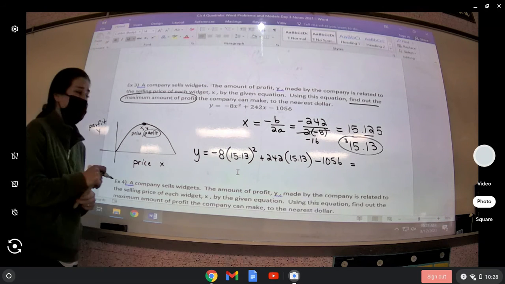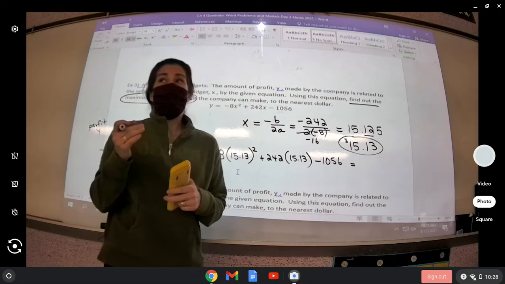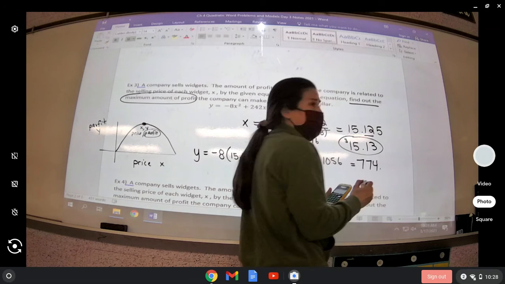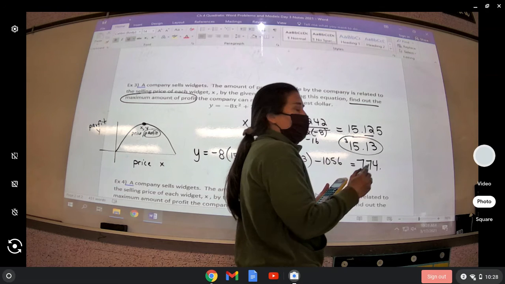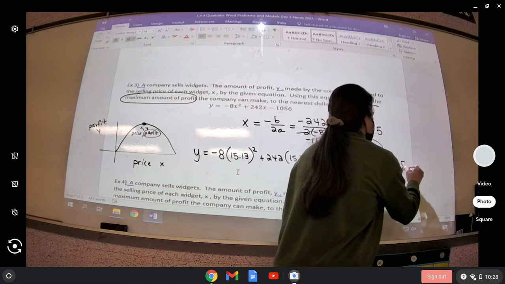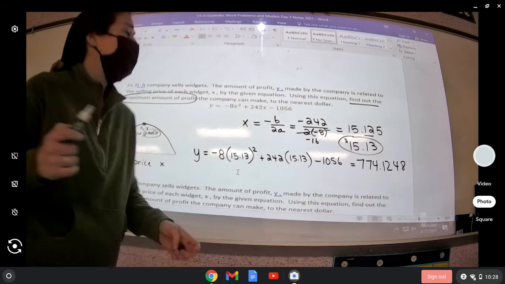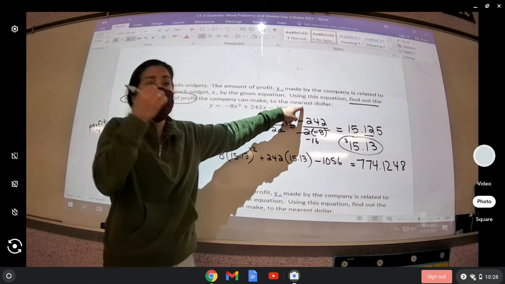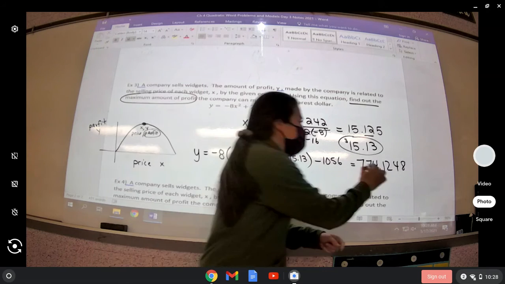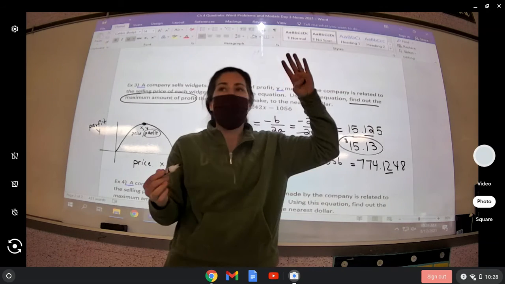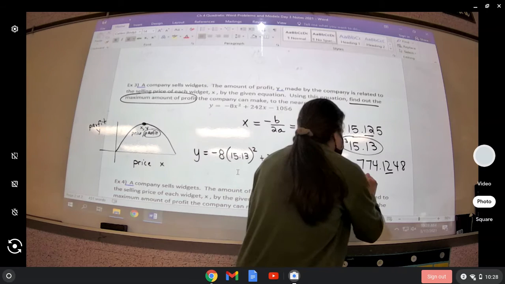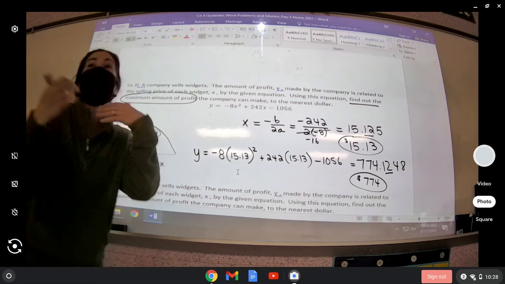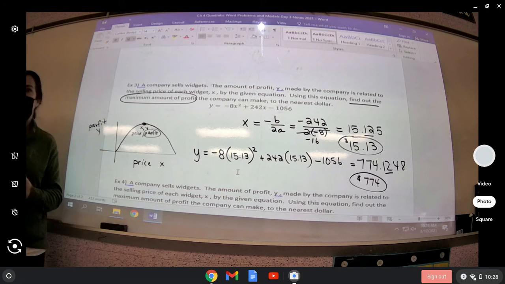Anybody want to volunteer what they got? It's in the 700s. 774. What was the decimals? Do you have them? 1248. Perfect. All right. So you got $774 and about 12 cents. But they asked you to round your answer to the nearest whole dollar. So guys, if this is 12 cents, I'm not going to round up. I would round down. So $774 is the most profit that this company can make selling that item.